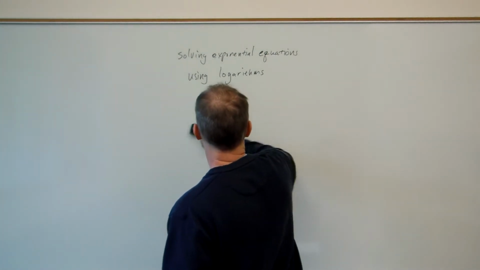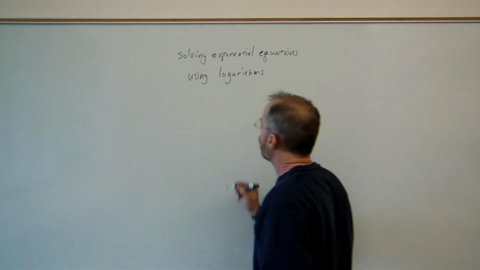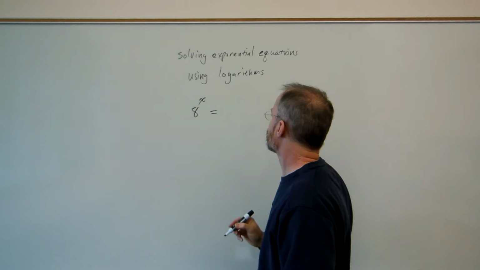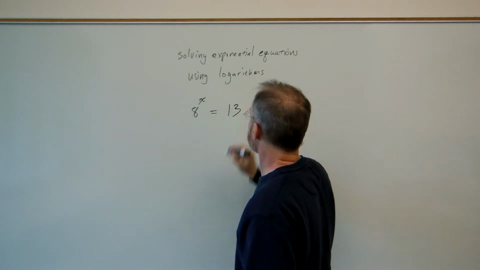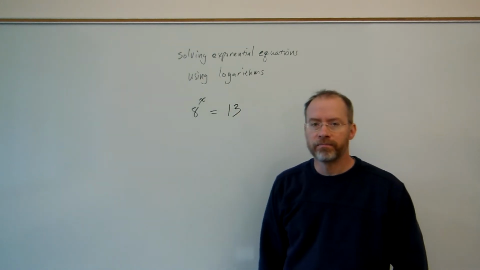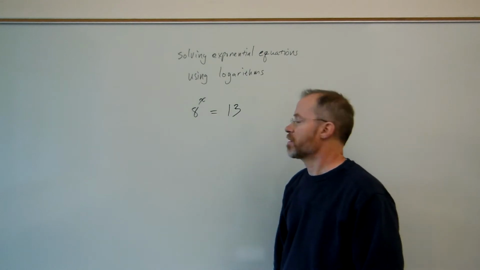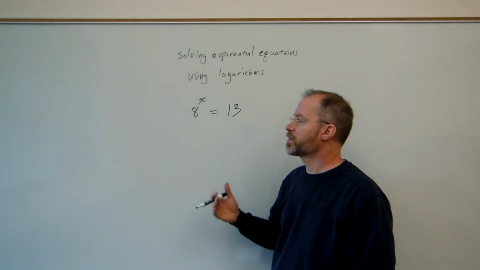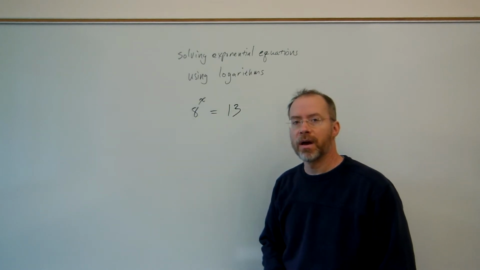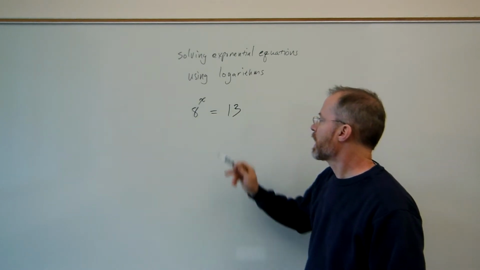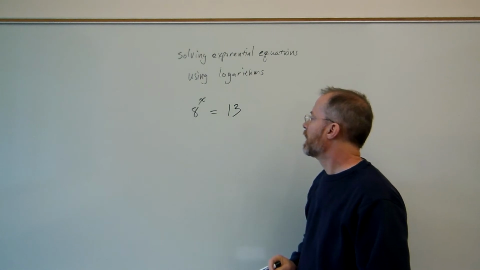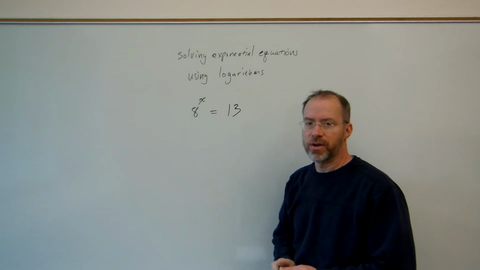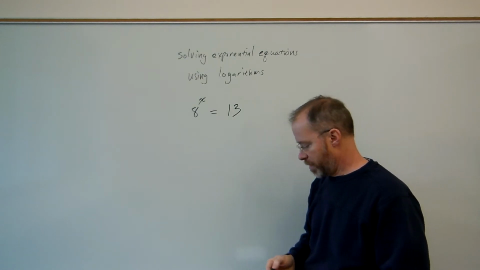I want to make this more interesting now. What if we're trying to solve 8 to the x equals 13? Harder, right? And in general, more realistic. You've got to solve an exponential equation, an equation with an exponential expression in it, with x in the exponent, but you've got nastier numbers that you can't write in terms of a single exponential base.